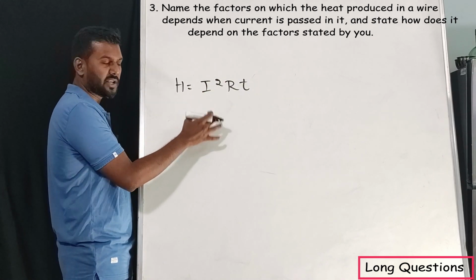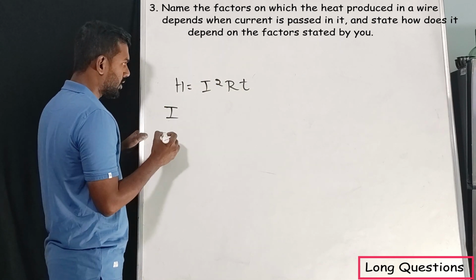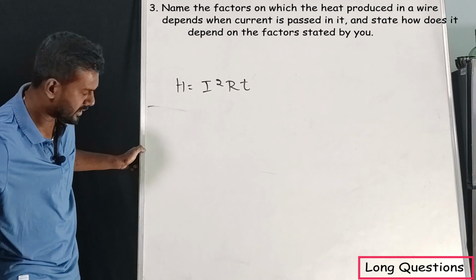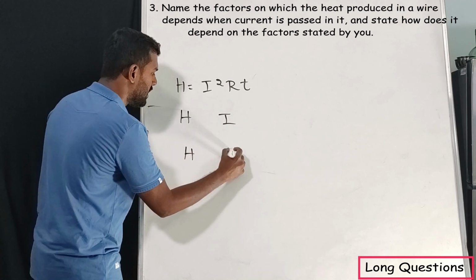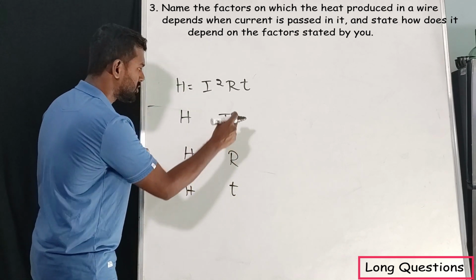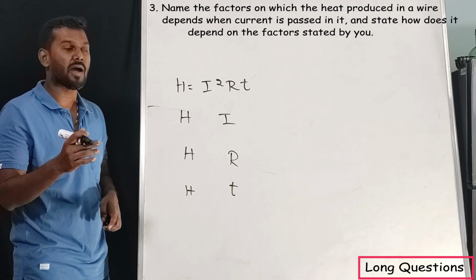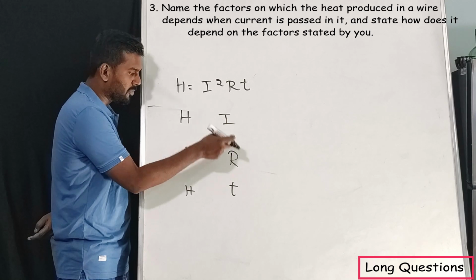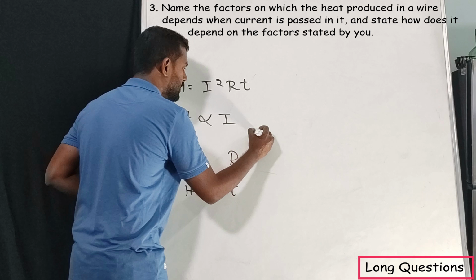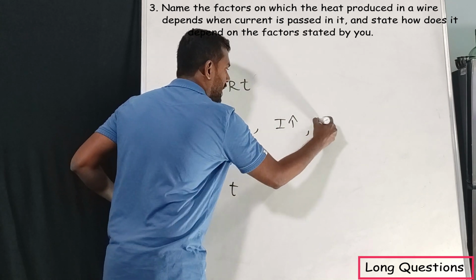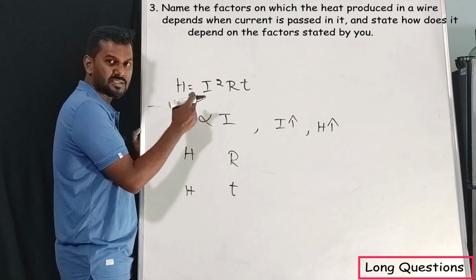So what are the factors affecting heat produced in a wire? Current, resistance and time. We are talking about heat energy, right? So heat energy and current, heat energy and resistance, heat energy and time. So these are the factors affecting heat energy. Now we have to tell how heat energy depends on these factors. See, heat is directly proportional to current. That means if current is more, heat energy will also be more. Directly proportional. See, this symbol represents directly proportional.